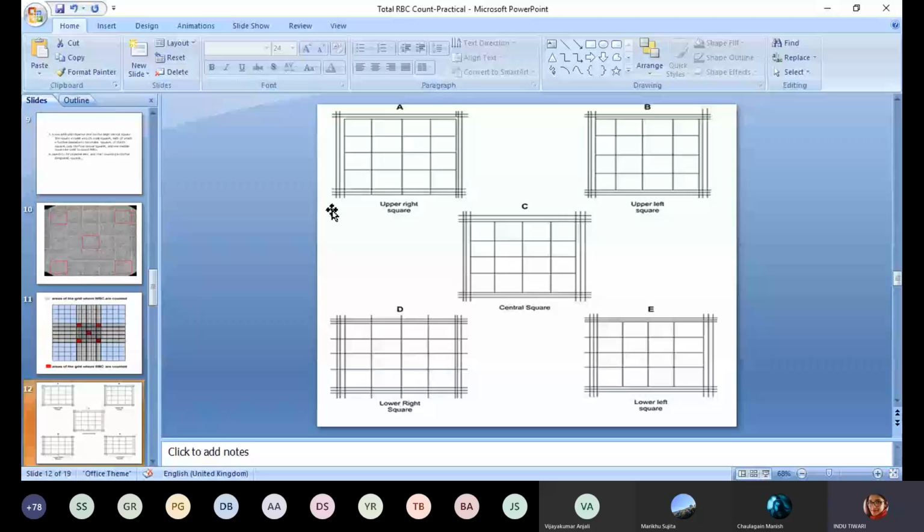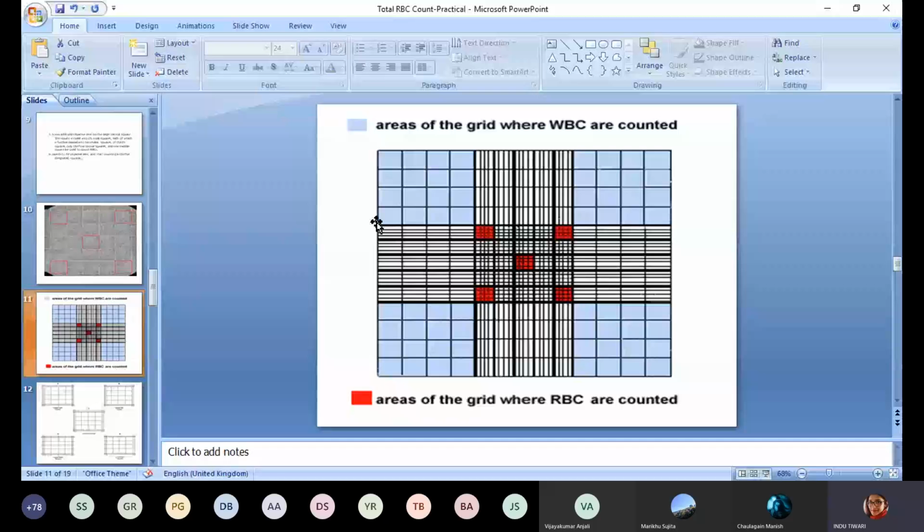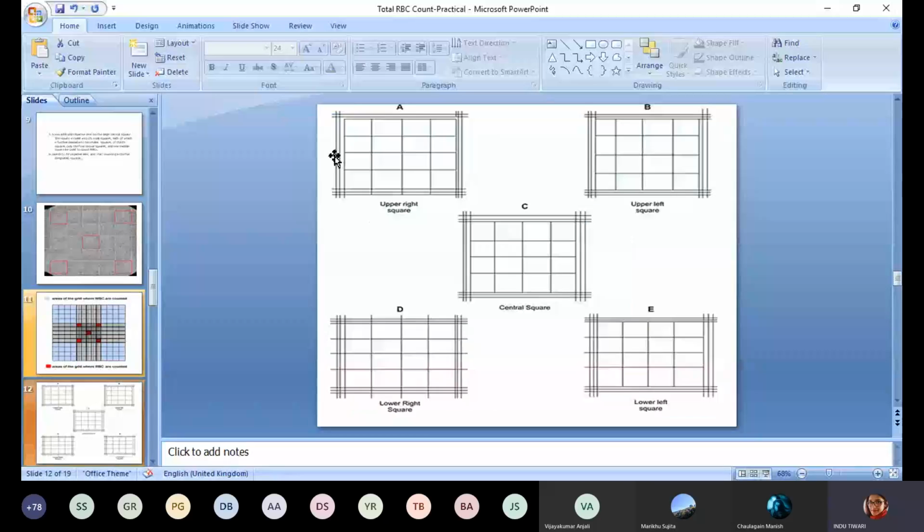So you know, what is the length of one square of this Neubauer's chamber? What is the total length of this side? Say this side. What is the length? You know this. What is the length of one big square? 1 millimeter, isn't it? Yes. So the length of one side of the 1 square millimeter is 1 millimeter.